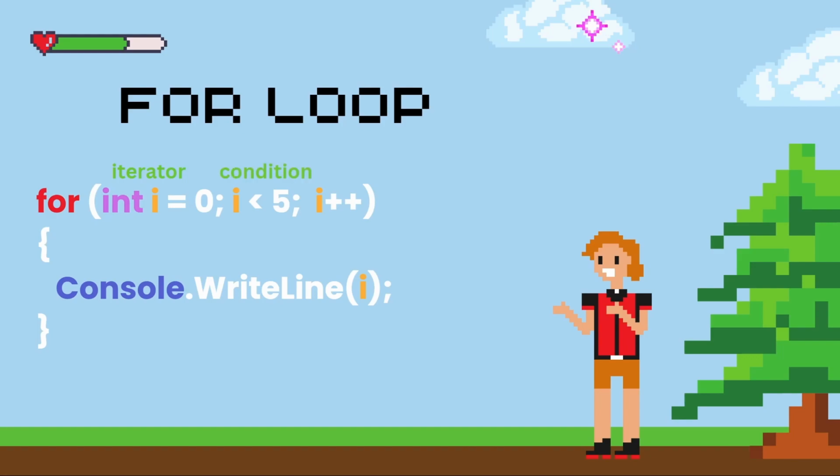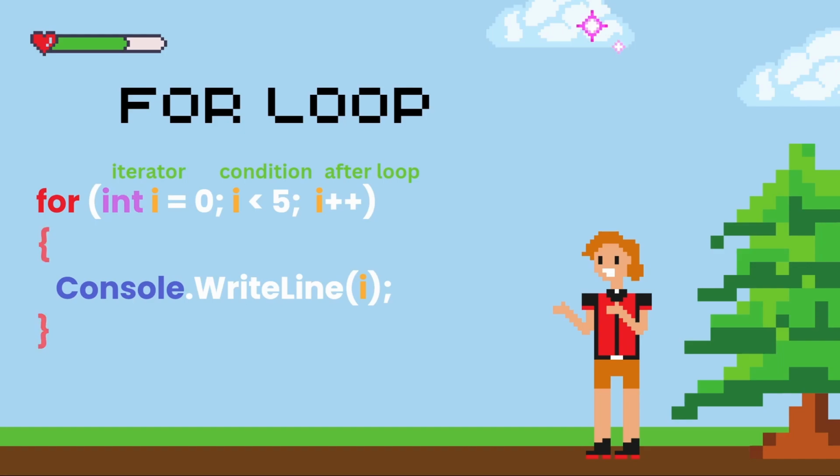Then we write the condition. Basically, what we're saying here is we want this loop to keep running as long as this condition is true or until it becomes false. So in our case, our loop is going to be running as long as i is less than 5. And as the last part, we increase our iterator by 1. So here we say what we want to happen when each iteration ends. By the end of the iteration, we want to increase the value of i by 1. Once i reaches the value of 5, our loop will stop.